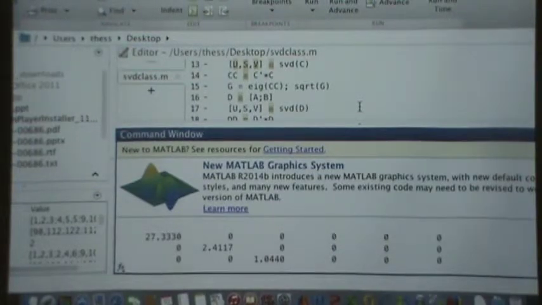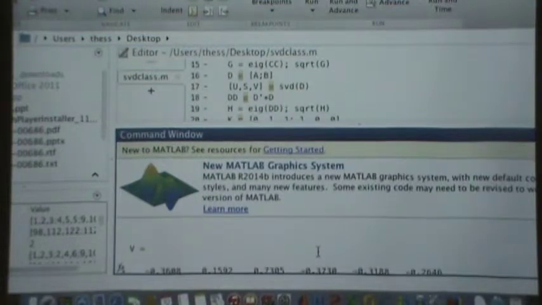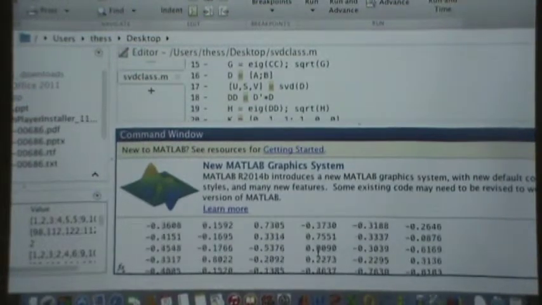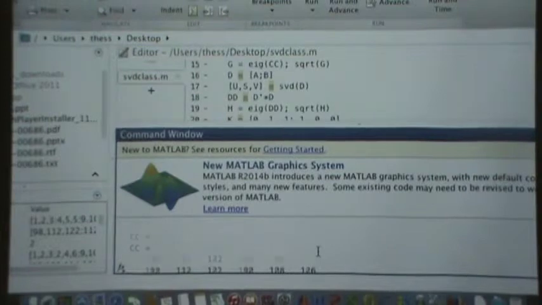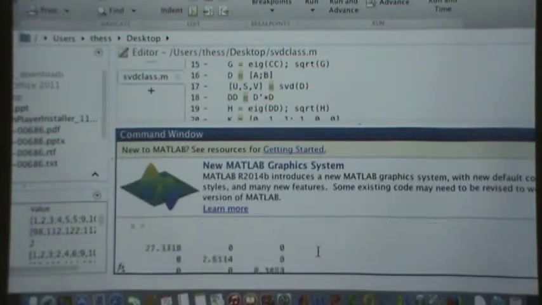Do the singular value decomposition. Do D dagger D. Do the eigenvalues and so forth, and the square root. And so, let's see, that's CC. That's that one. All right, so D then is AB. So this is a 6 by 3 matrix. The U is a unitary 6 by 6 matrix.